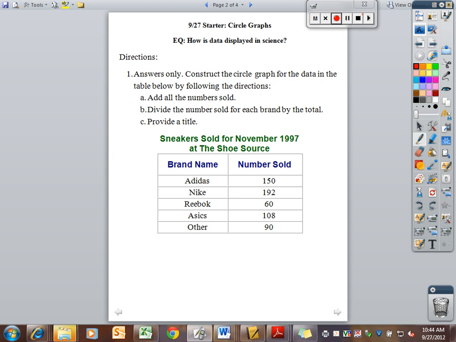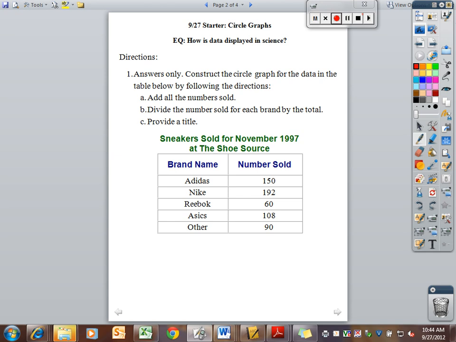When we do circle graphs, you've got to look at what they're comparing. Here, they're looking at the number of shoes sold, and the type of brand. Because they're all of the same type, and they're looking at one thing, the number that were sold, we can actually do a circle graph from this.